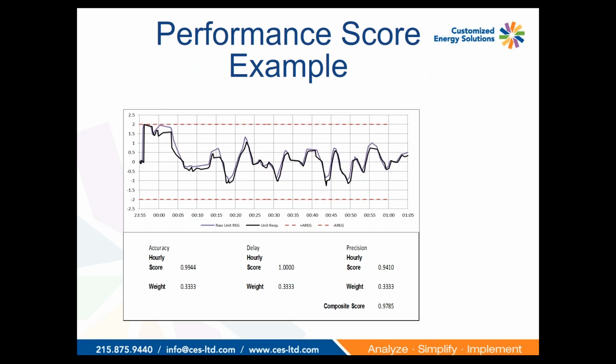Then just a little bit more detail on how specifically PJM calculates the performance scores. They actually break the performance score calculation down into 3 separate categories where they have an accuracy, a delay, and a precision piece. A fair amount of detail goes into how they calculate each of those. They calculate them each on an hourly basis by looking at 10-second snapshots across that hour.